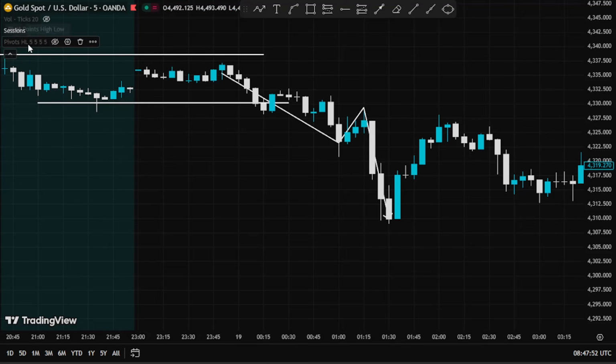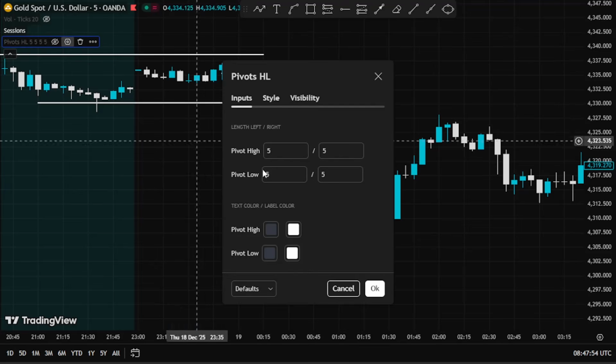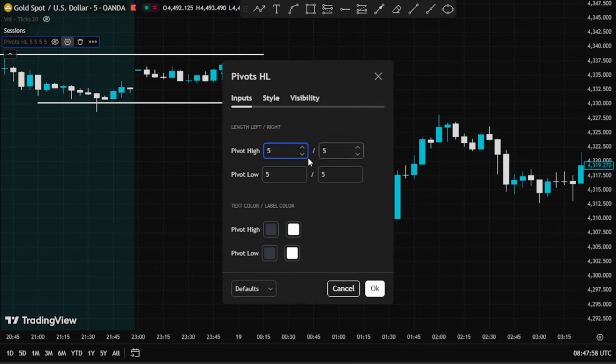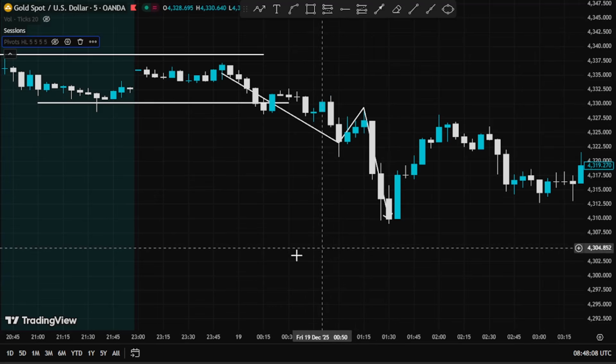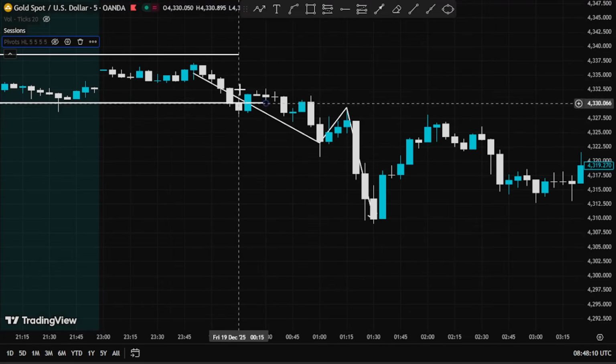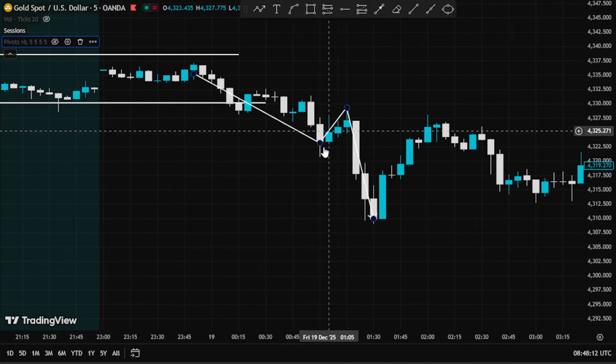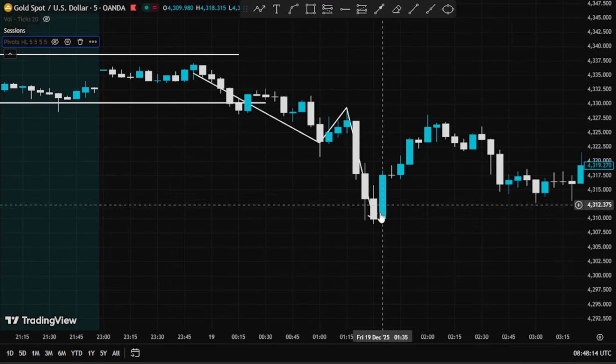Also, your pivot points high low, you can modify it by coming to this point and changing. Normally the default numbers here are 10 each, right? So you want to change it to 5, so that it can identify more swing highs and swing lows. You can see that price made a lower high, a lower low, and then a lower high, and then a lower low.